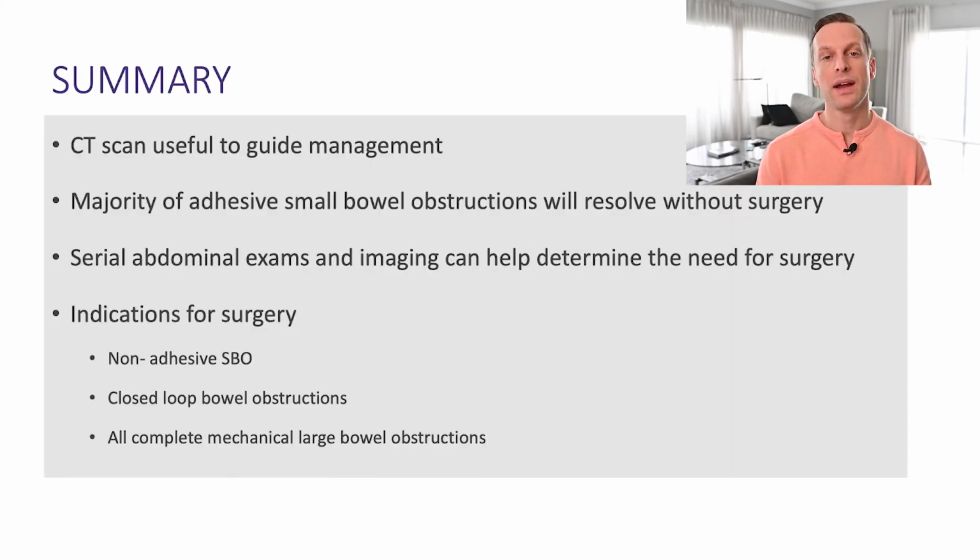So in summary, for management, CT scans are useful to guide our management. They help us determine the difference between a closed loop obstruction and not, might identify more severe causes, and might identify areas of the bowel that are at risk of ischemia or perforation. The majority of small bowel obstructions will resolve on their own, 80 to 85%. Serial abdominal examinations and serial x-rays are useful to help guide the management if we're going to attempt non-operative management of a small bowel obstruction.